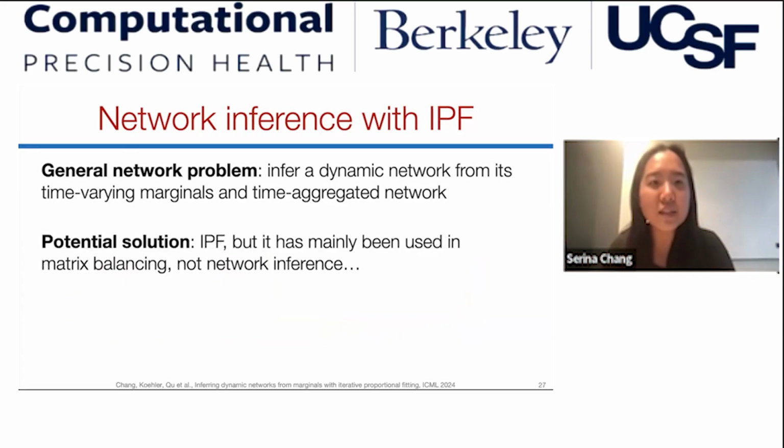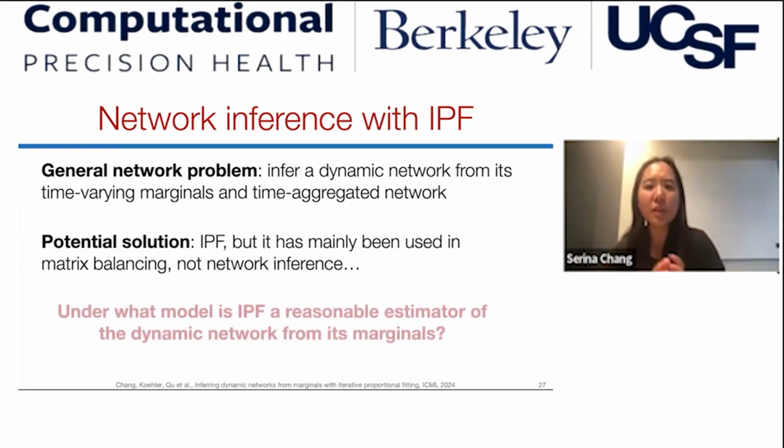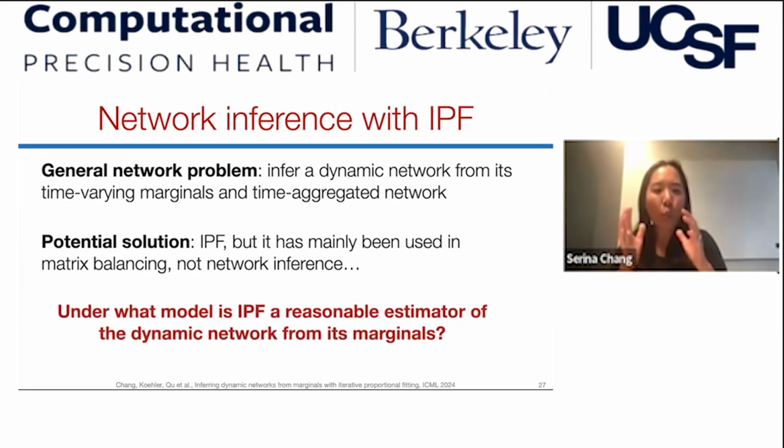And so in all of these cases, IPF could be a potential solution, and it's quite natural since it deals with these marginals. But IPF in the past has been mainly used for this matrix balancing problem, which is about trying to fit the marginals, but it hasn't been explicitly used to infer some underlying network that we assume to be a true network. And so that's really what this work was about. It was about asking, why is IPF a good idea here? And specifically, under what model of a network is IPF a reasonable estimator of the dynamic network from its marginals, using the data that we're giving it?